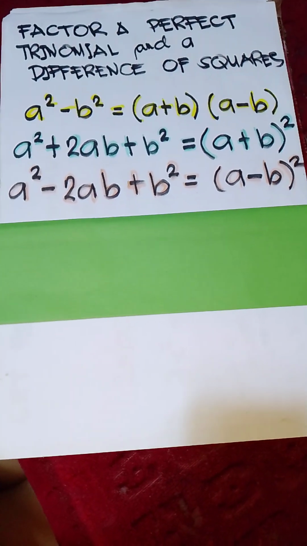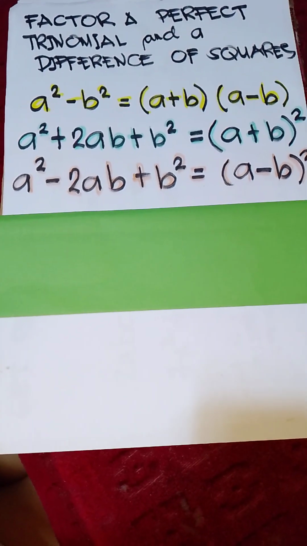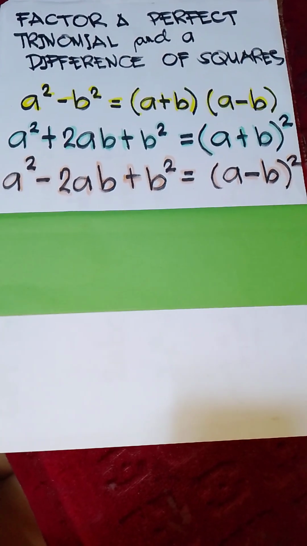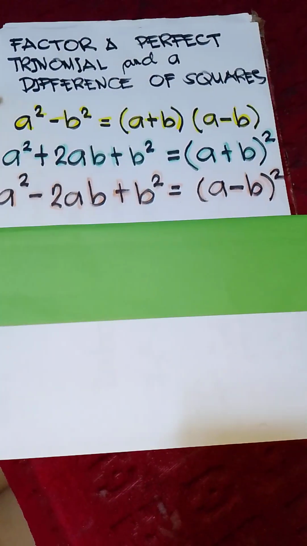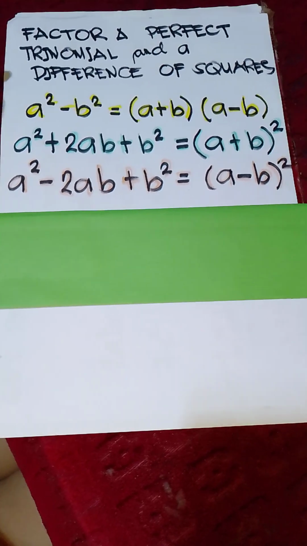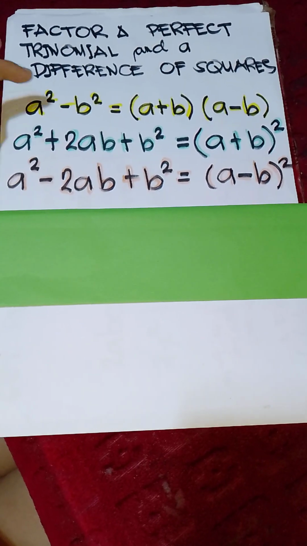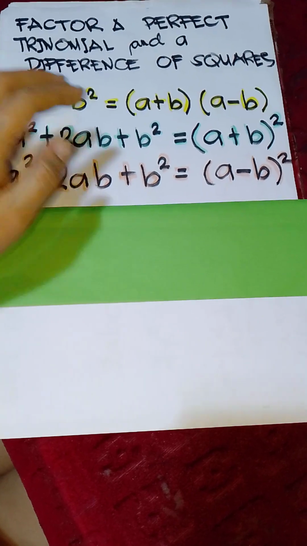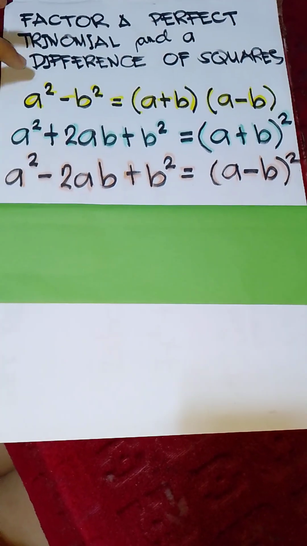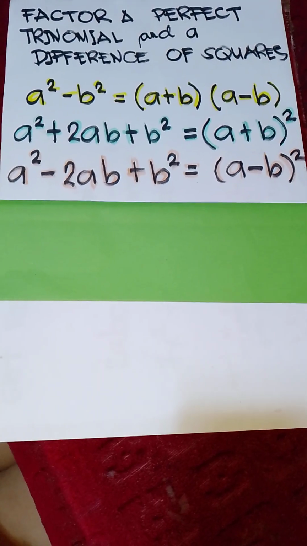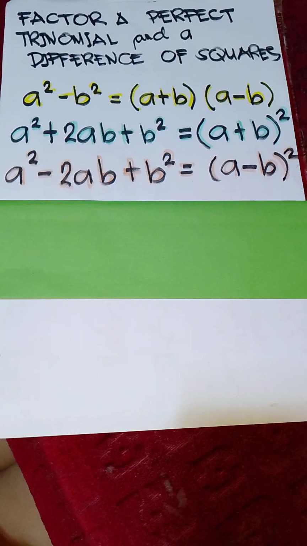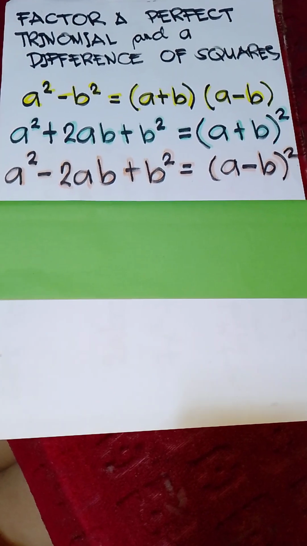In this video, we are going to factor a perfect square trinomial and a difference of squares. Remembering our previous discussion about special products, we have a squared minus b squared is equal to a plus b times a minus b. This is the illustration, or the form, of a difference of squares.